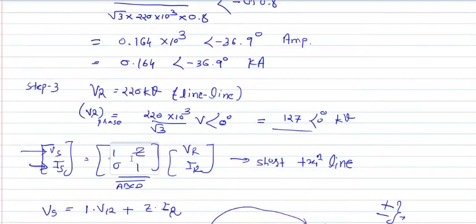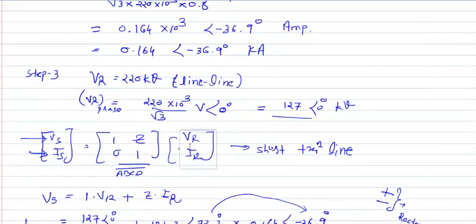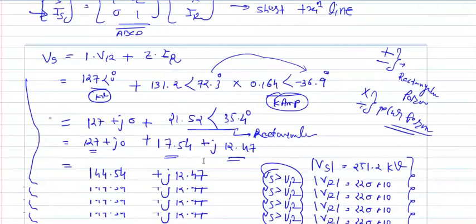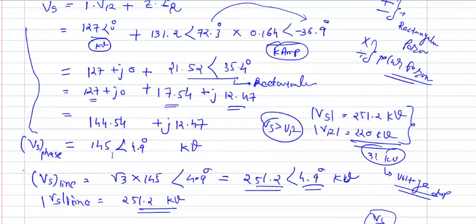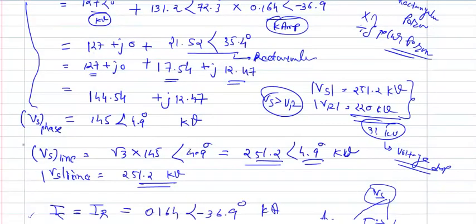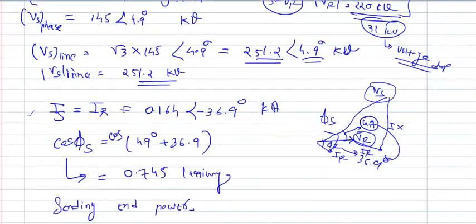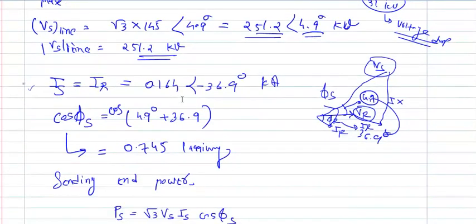Now I am using this model equation, that is Vs and Is. So Vs equals VR plus Z into IR, and Is equals IR. I have put in all the values, so I can calculate Vs, right? But I need Vs in terms of polar answer, and if I multiply by root 3, I get Vs in terms of line to line value, that is 251.2 at an angle of 4.9. And in a similar way I can calculate Is equals IR. Whatever the receiving end current is, it is the same as the sending end current in this particular model.